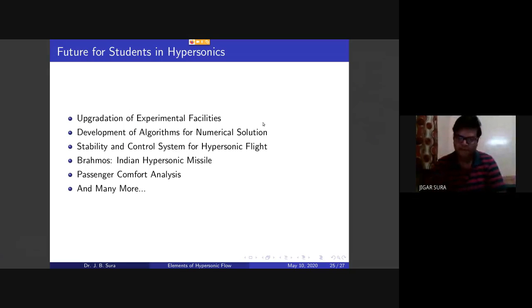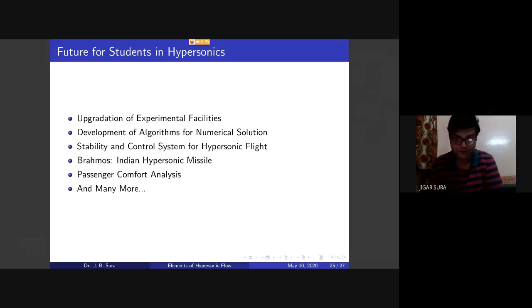So if you want to explore hypersonics, and if as I said it is difficult, what are the things that you can do in future as a MTech, PhD or as a researcher? You can upgrade the experimental facilities. It is always there. Upgradation scope is always there. Reduce the expenditure. Second, numerical solution algorithms. If you are interested in mathematics, you can develop the algorithms to find out the solution of hypersonic equations.